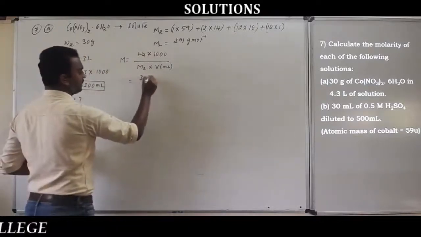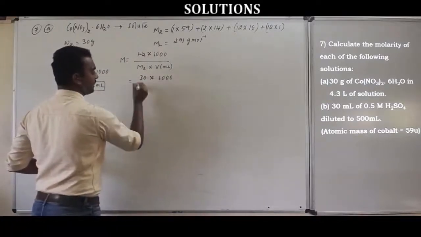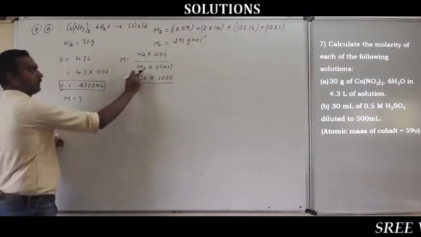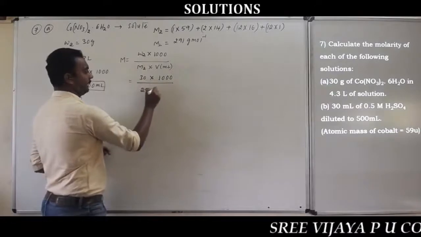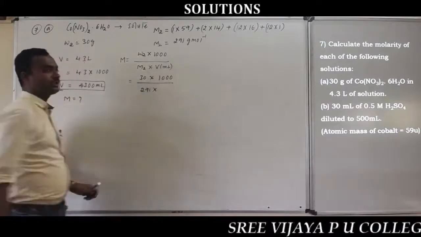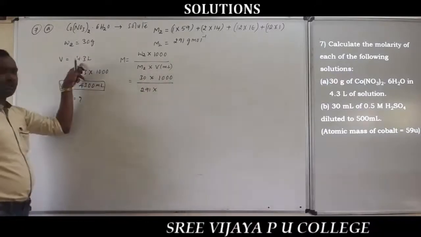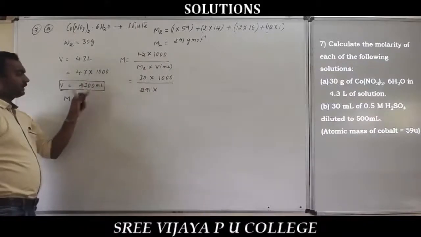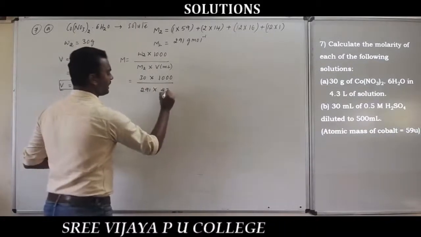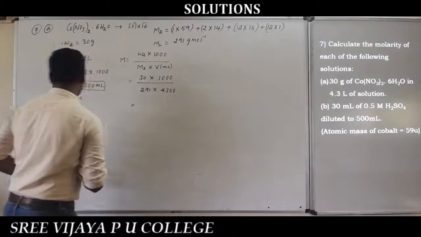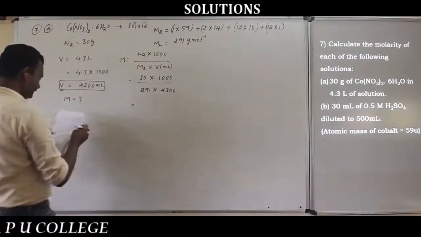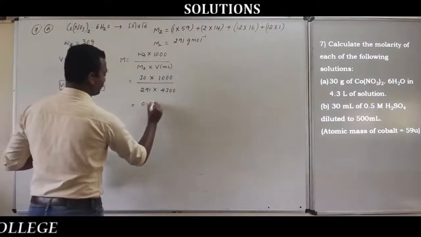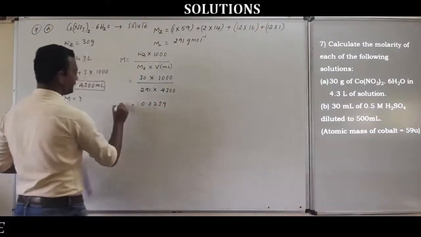That is equal to 30 gram into 1000 whole divided by molar mass of solute M2, that is 291 into volume of solution in ml. Here liters is given, I have converted it to ml. What does the numerical come to? 4300 ml. So the final molarity is equal to 0.0239. That is the molarity.